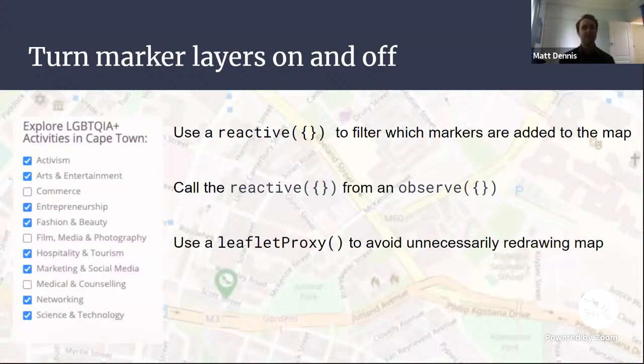And then to turn the marker layers on and off, we used the following approach. So we used, firstly, a reactive expression to filter which markers were to be added to the map. And then we used a leaflet proxy to avoid unnecessarily redrawing the static components of the map. And we just put that inside an observer. And so whenever a user selected a checkbox, that would redraw only the markers to match the selection of checkboxes that the user had used. So yeah, that's how we made the map.